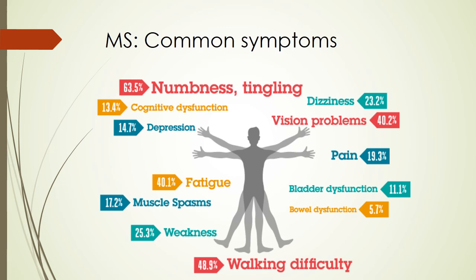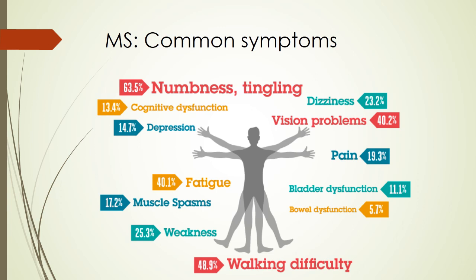This graphic shows the percentage of patients who come up with these common symptoms. You've got numbness, you've got tingling with as many as two-thirds of the patients. You've got cognitive dysfunction, depression, fatigue, muscular spasms, weakness, tiredness. Almost 50% of the people have difficulty in walking. You've got dizziness with one person out of four, vision problems, pain is one out of every five. And then you've got bladder and bowel dysfunction, mainly incontinence complaints. So these are the common symptoms that go with the label multiple sclerosis.